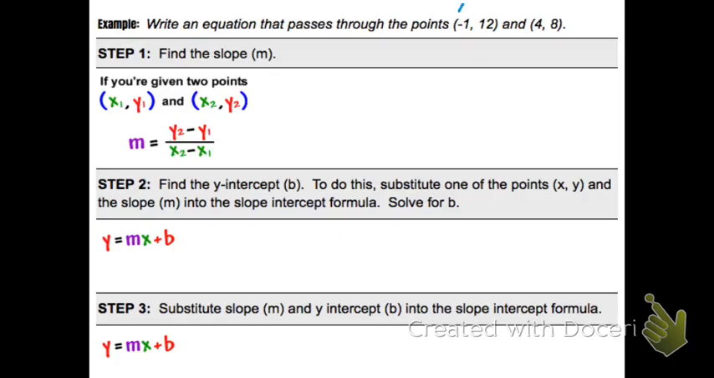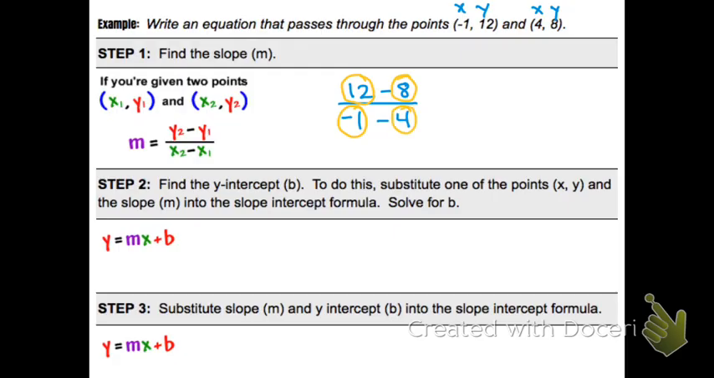So I'm going to label my points x, y, x, y. Okay, so I'm going to subtract the y's. I'm going to do 12 minus 8. So these are my two y's, and then I'm going to subtract the x's, negative 1 minus 4. So if you notice here, I'm taking my two y's and I'm subtracting them. I'm taking my two x's and subtracting them.